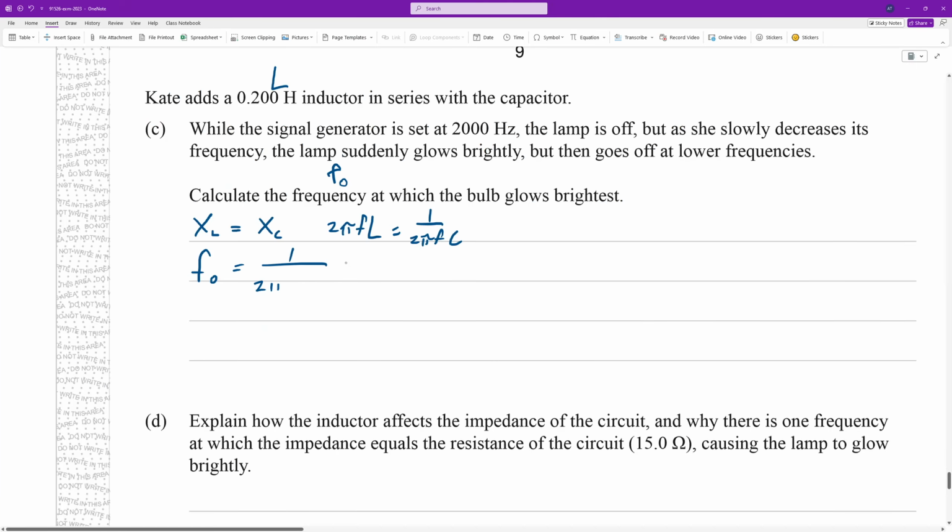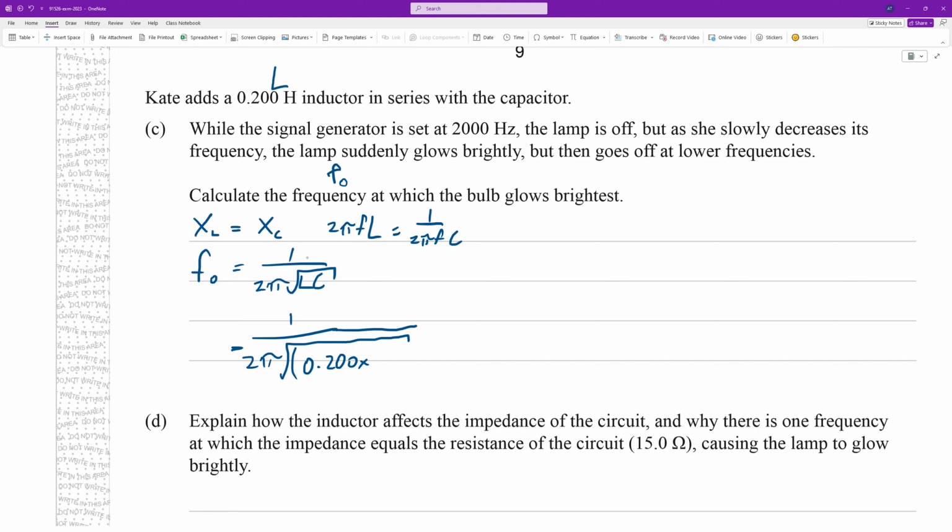1 over 2 pi root of inductance times capacitance. And so substituting in our values, 1 over 2 pi square root. Inductance was 0.2. Capacitance was 1.2 times 10 to the negative 6. Right, from the previous question. Never draw my square roots long enough. There we go. And if you compute that, you should get 325 hertz.